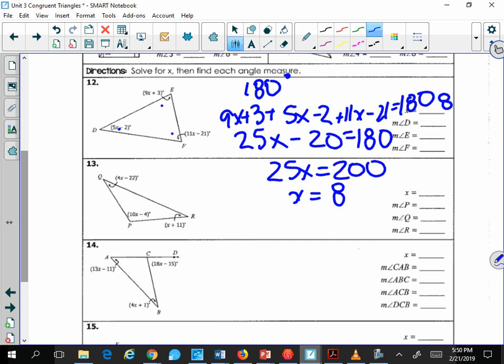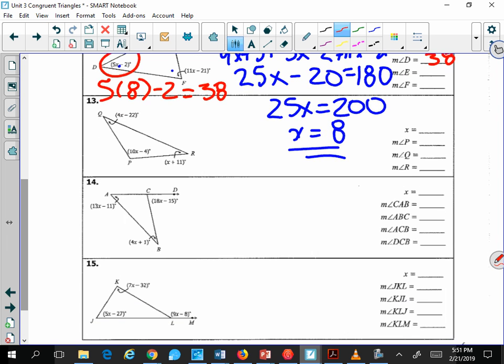And then much like a lot of the stuff that we've been doing in this class, all you're doing now is taking that 8 and plugging it into each of these things. Measure of angle D is 5x minus 2. I know what x is now. D is actually 38. And that's what you're going to do for each of those.